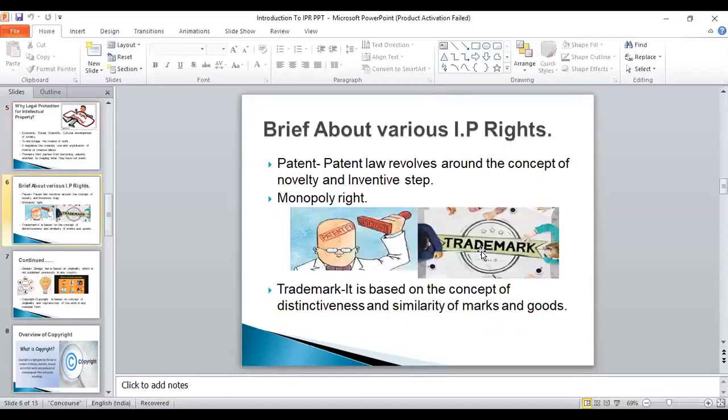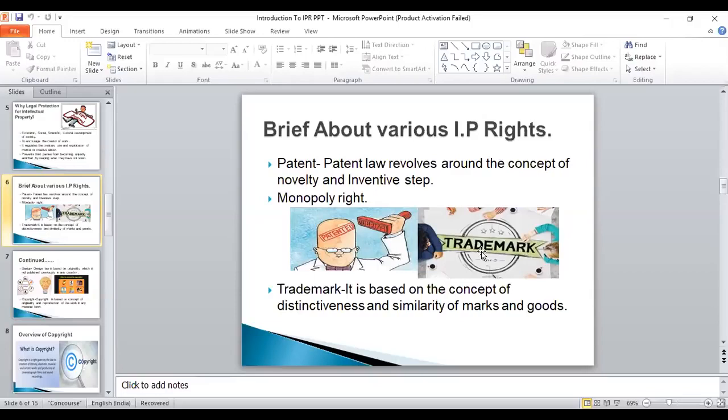Then we have discussed briefly the various IP rights, like patent, trademark, copyright, design, and GI. In the case of a patent, we know that it revolves around the concept of novelty, right? An inventive step. And it has to have utility. It's a sort of monopoly right that is granted for your invention. The patent is given by the National Patent Office. Whenever you invent something, keep in mind that your invention must have some utility in the eyes of the public, in the eyes of law. If your invention is useless for the public at large, then you won't be able to get a patent. And we have already discussed that a patent lasts for 20 years, right?